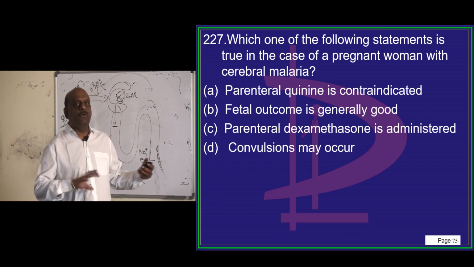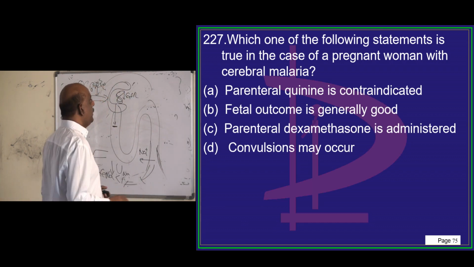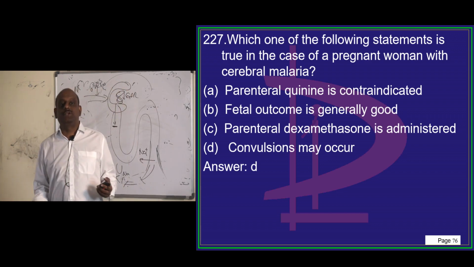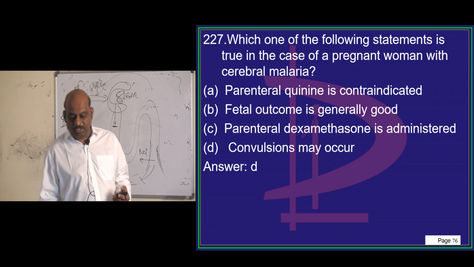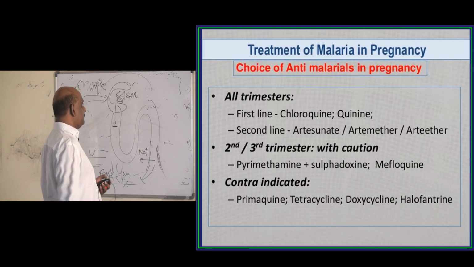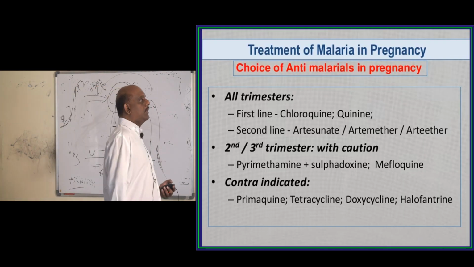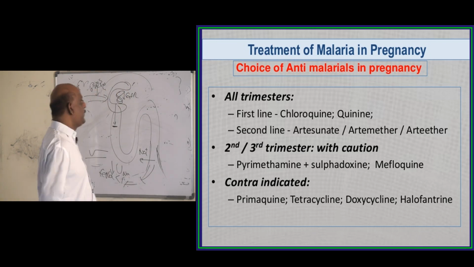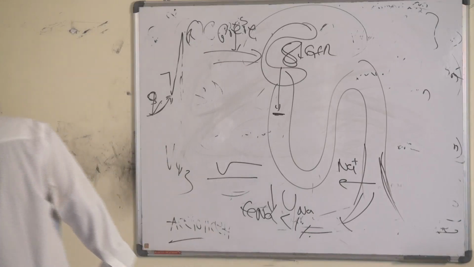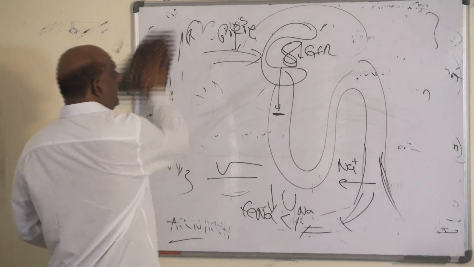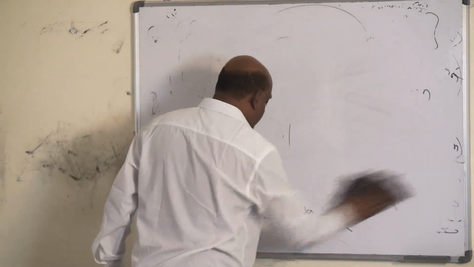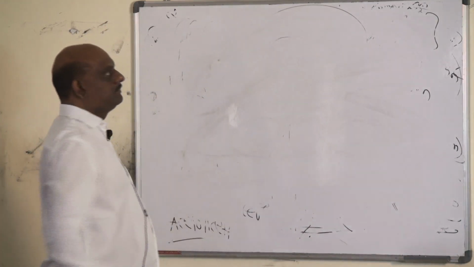Now, in the case of pregnant women with cerebral malaria, they may develop convulsions. Convulsions can be one of the important complications. So now doctor, one of the very important things we will discuss here. We have discussed this point many times in our daily evening class discussion.